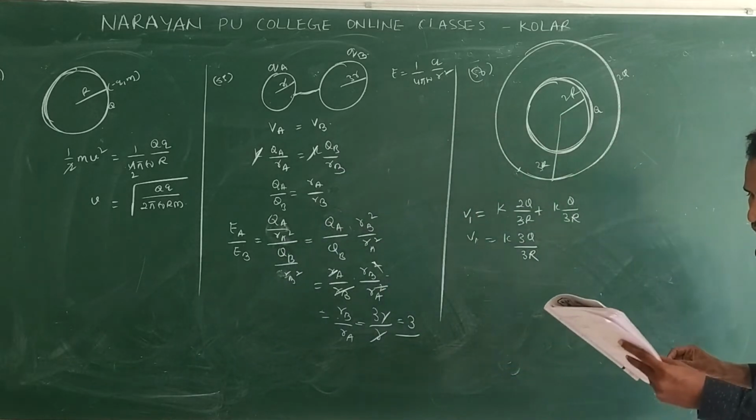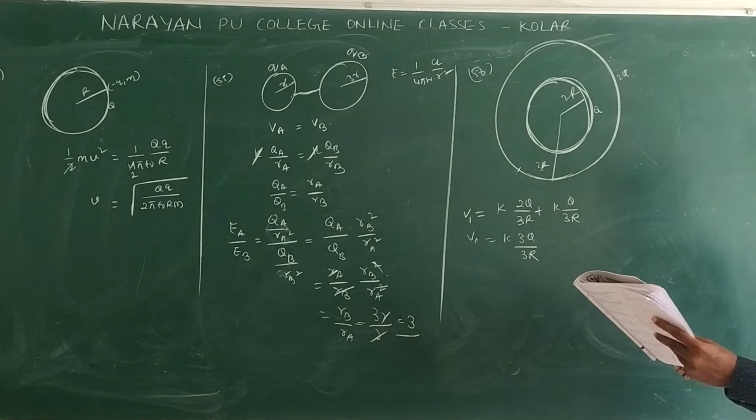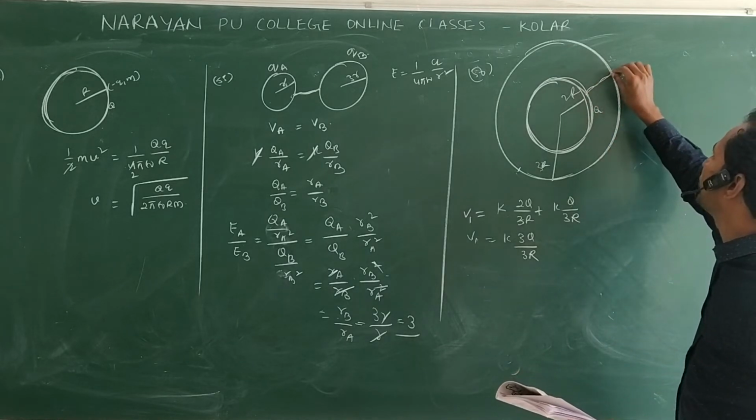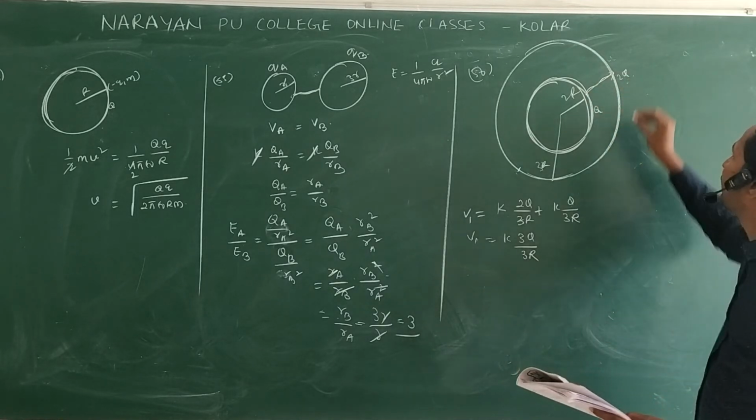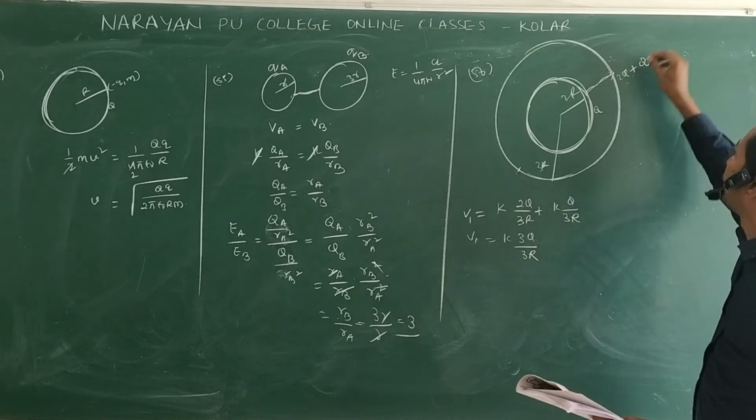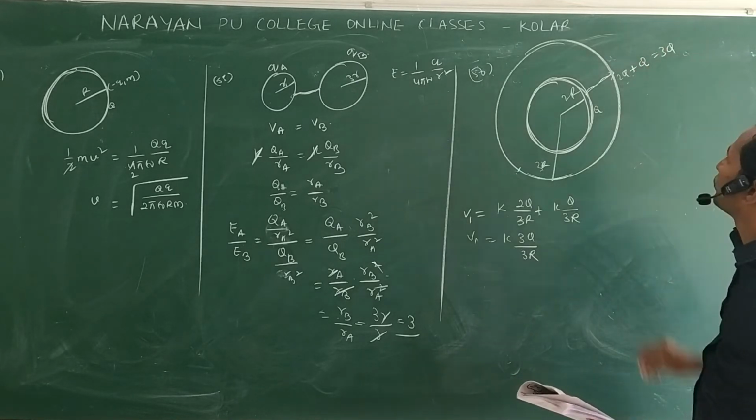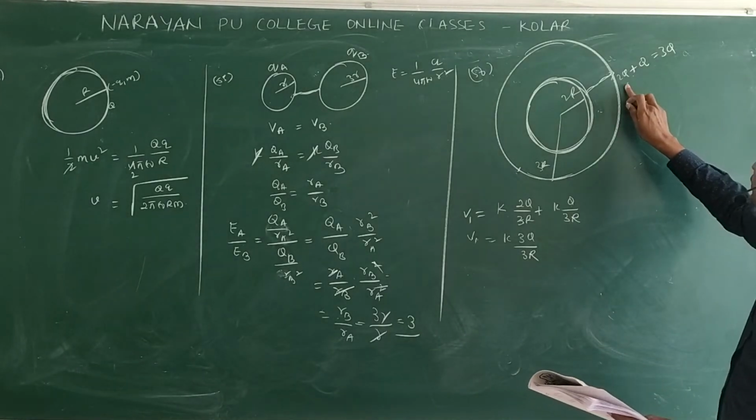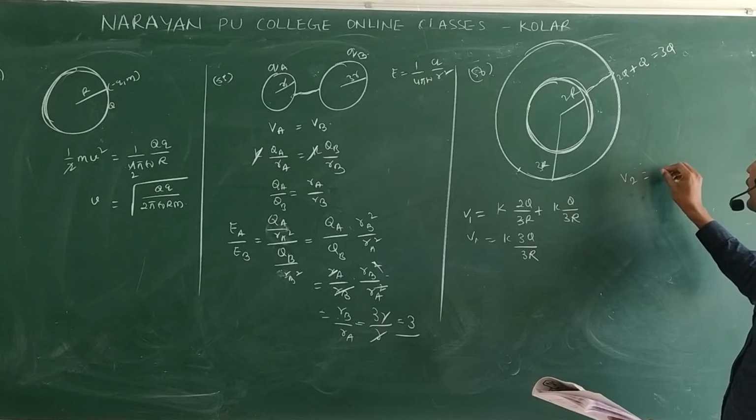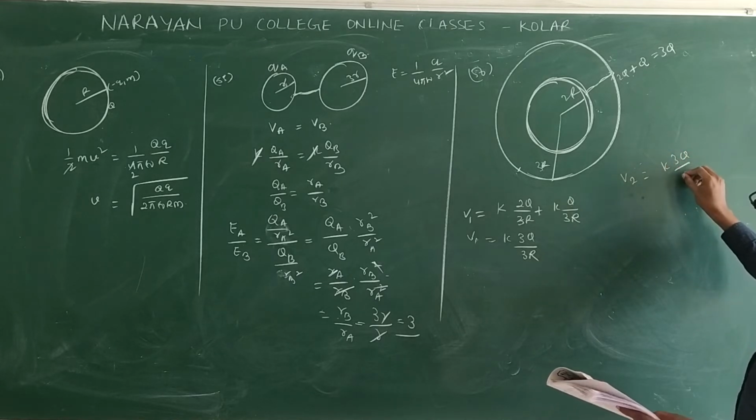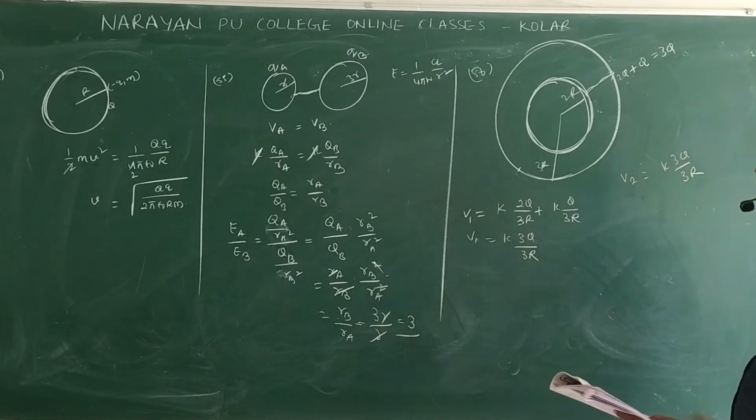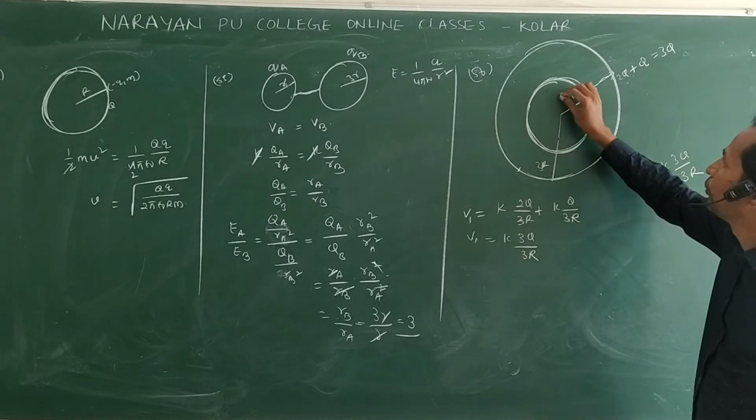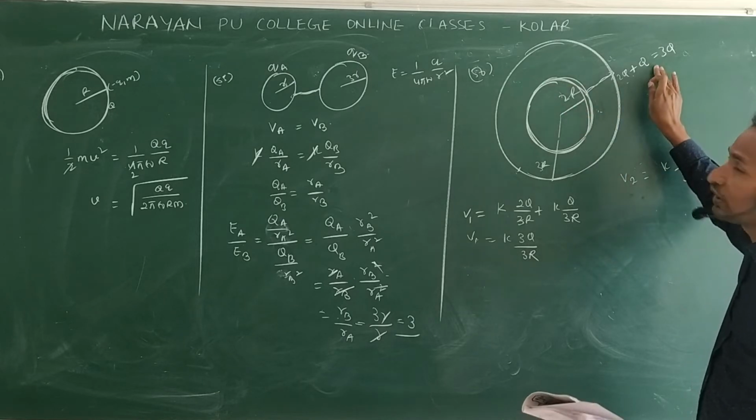Now what did they do? They connected with the wire. Inner shell they connected with outer. In this case, the total charge will be transferred to the outer shell. Then this 2Q will become Q, 2Q plus Q will be 3Q. Now there is no charge on the inner shell. Now the potential on this, let us say V2, is equal to K into 3Q by 3R. There is no charge on the inner sphere, so due to this shell, no potential will be there.